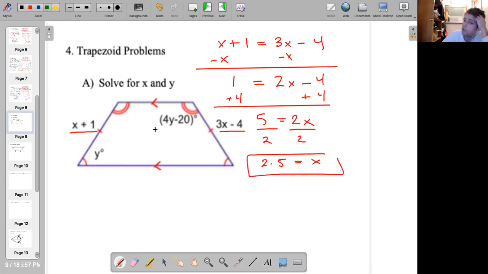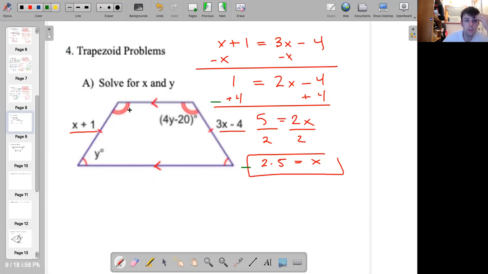Second part here is to solve for y. In a trapezoid, any trapezoid really, these angles here that share a leg are going to be supplementary to each other because they are same side interior angles. If you stretch out the parallel sides here, and then you think of our leg as a transversal, they are on the same side in between two parallel lines. So again, that makes them same side interior angles. So they're going to be supplementary.